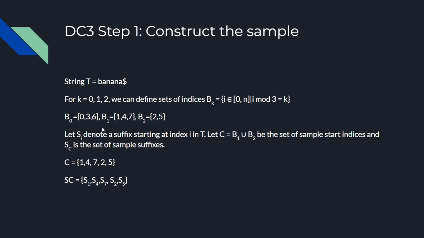B0 has 0, 3, and 6. B1 has 1, 4, and 7. And the last one, B2, has 2 and 5. 7 in this case is just a blank suffix with nothing in it, which is useful for something later on. And then we can let S of i denote a suffix starting at index i in T, and let C be the union of B1 and B2, which will be the set of sample start indices which we'll use, and S of C is the set of sample suffixes.